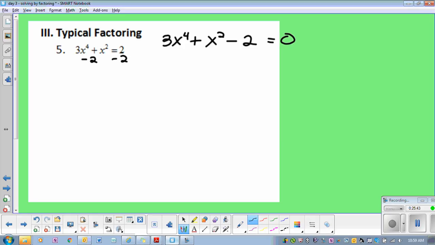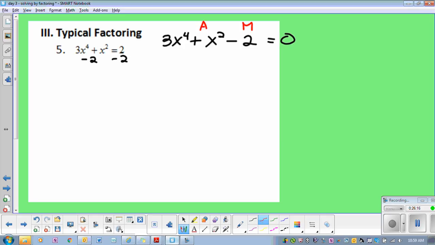Guys, is there a GCF for the whole thing? No. But I have 3 terms, so Abner, what is it when I have 3 terms? Which method? What factoring method do I use when I have 3 terms?